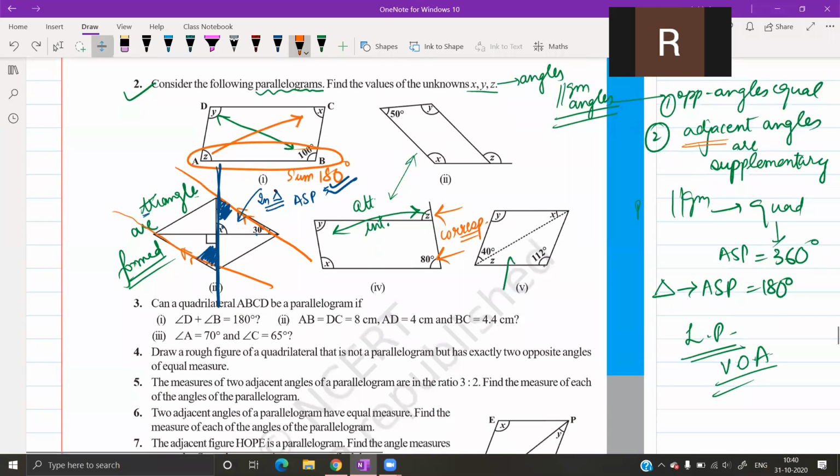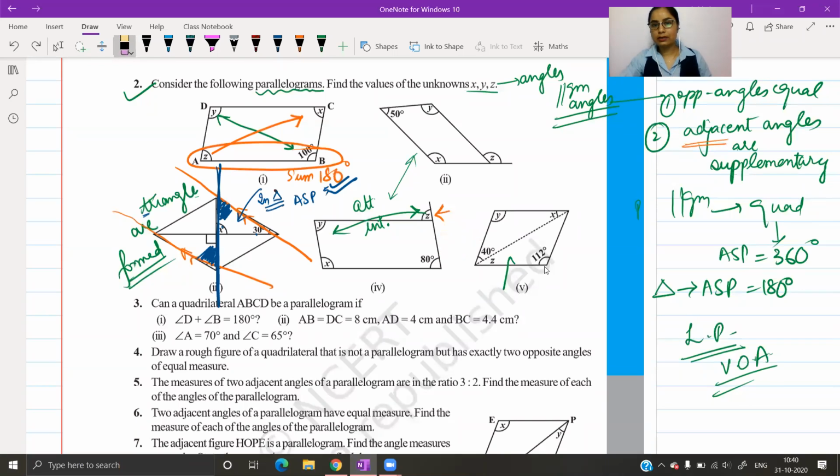Okay, let's take a look at the last part. Question number 2, fifth part. You have this parallelogram and a diagonal has been drawn. X, Y, Z are marked here. Two angles are given. This angle here is 112 degrees. This little angle on one side is 40 degrees.